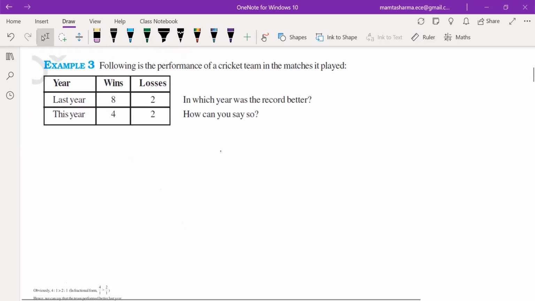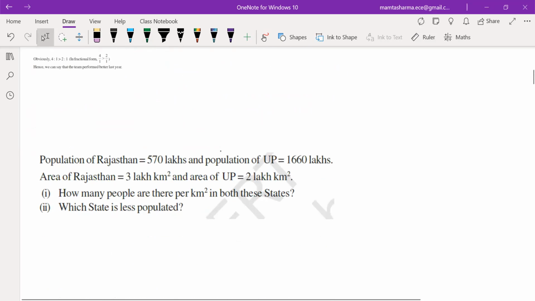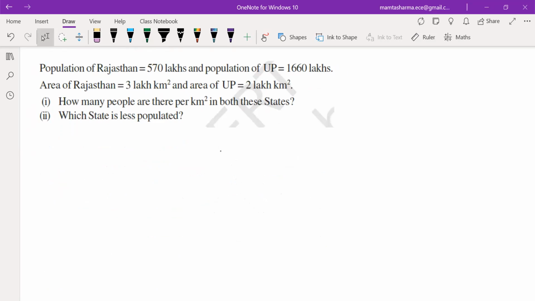Now do this question. The population of Rajasthan is 570 lakh and UP is 660 lakh, along with the area of Rajasthan and the area of UP. How many people are there per kilometer square in both these states? You have to find the people divided by area, people per area. Yes, ma'am, ratio. People per kilometer square.